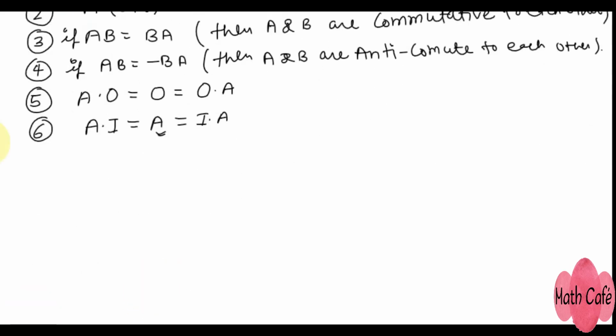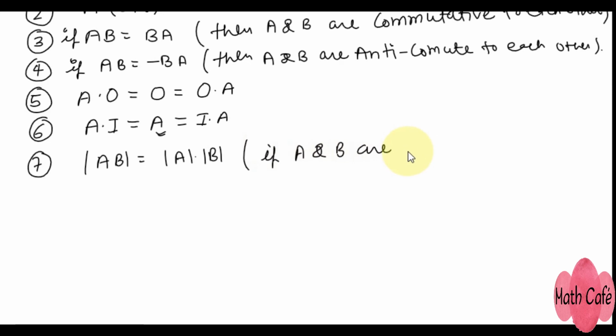In the 7th point, we will see that the determinant value of AB will be equal to the determinant value of A times the determinant value of B. This will hold if A and B are square matrices, because we will find the determinant value of only square matrices.